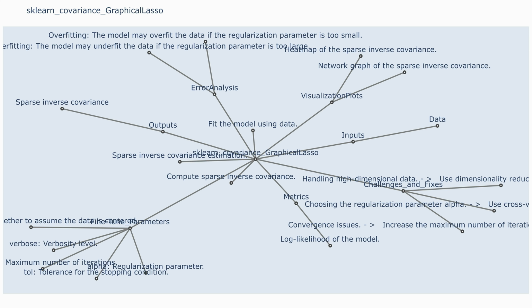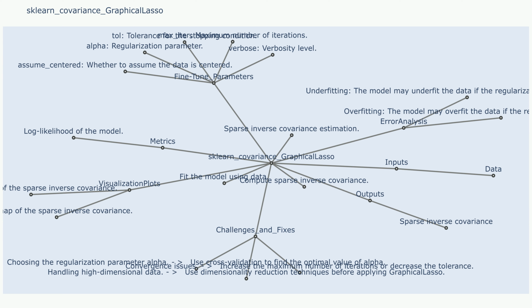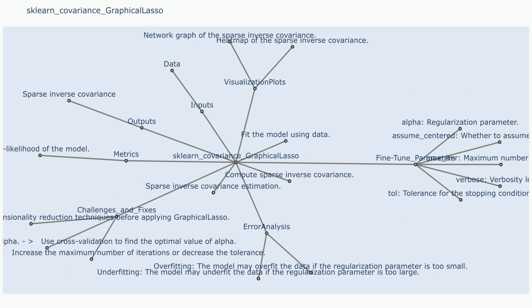sklearn covariance graphical lasso. Description: the graphical lasso class in scikit-learn is used to estimate the sparse inverse covariance matrix, also known as the precision matrix, from a set of data. It finds a sparse representation of the inverse covariance matrix, making it suitable for understanding the relationships between variables in high-dimensional data sets.